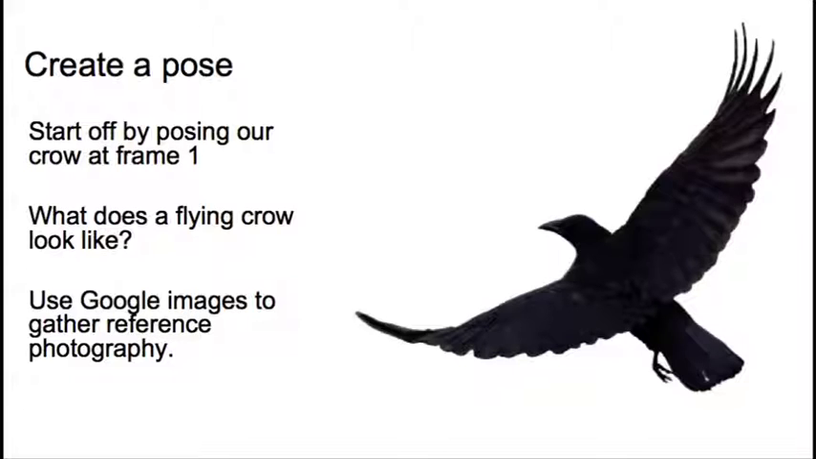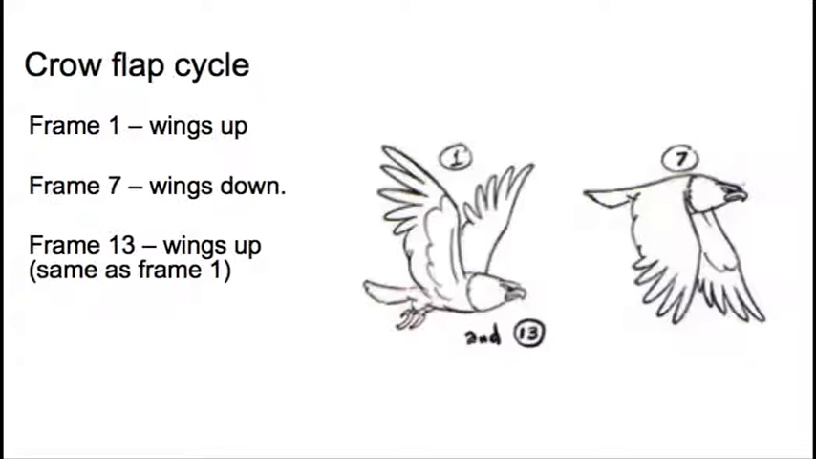So we want to start off by posing our crow at frame 1, ask ourselves what a flying crow would look like, and by all means gather reference photography, looking at Google Images, trying to get a nice reference for a crow and get him into a nice pose. But the basic flap cycle is this. At frame 1, the wings are going to be up. At frame 7, the wings are going to be down. And at frame 13, that's going to be the same as frame 1.